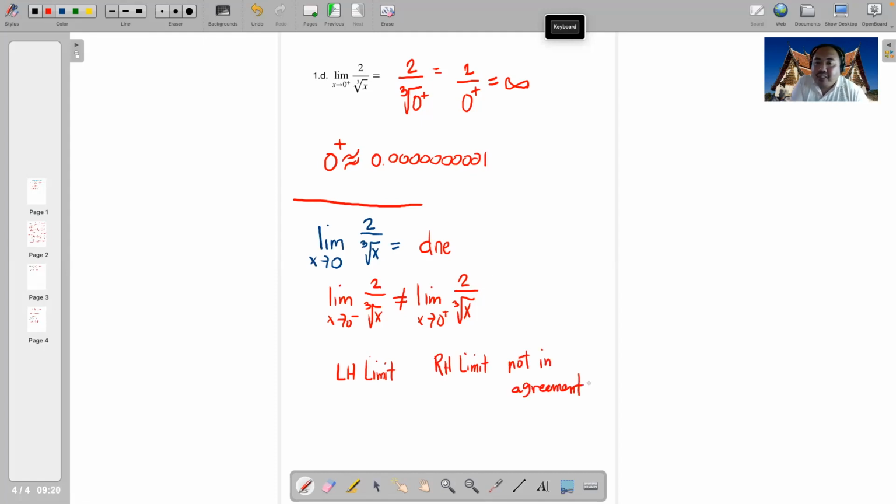But we do get at least some descriptions. With these results, we get some descriptions about how the function 2 over cube root of x behaves as x approaches 0, whether from the left or from the right. Okay, they increase manifold, one negatively and the other positively. All right, so that's all for now.